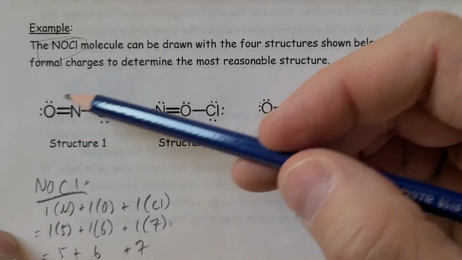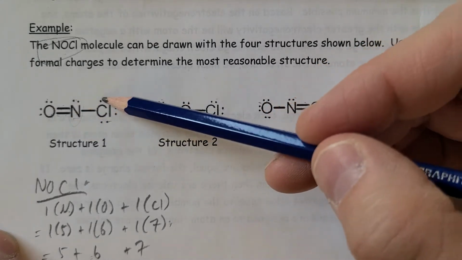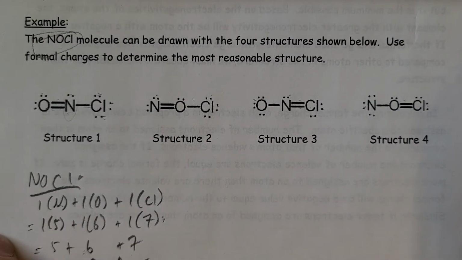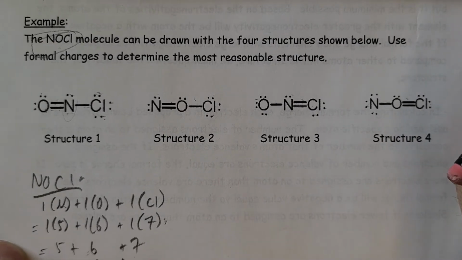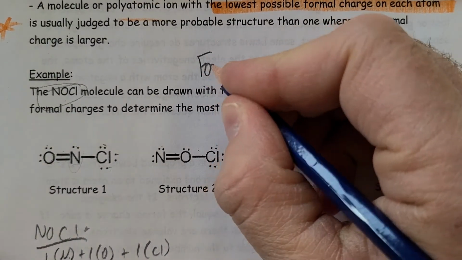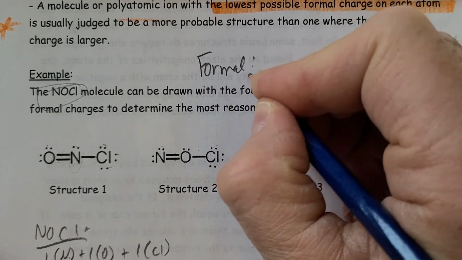2, 4, 6, 8 for you, 2, 4, 6, 8 for you, 2, 4, 6, 8 for you. You'll see that they all work. So does that tell us that all of these structures are legitimate? And the answer to that is no, because we need to check the formal charges.